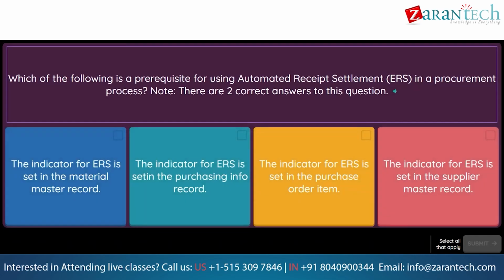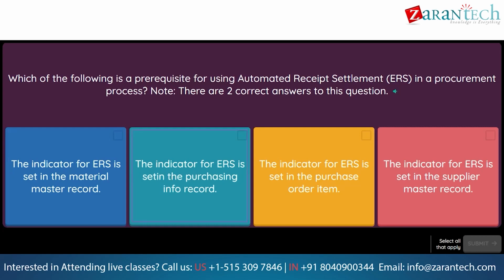Question: which of the following is a prerequisite for using automated evaluated receipt settlement, ERS, in a procurement process? Note: there are 2 correct answers to this question. Option 1: the indicator for ERS is set in the material master record. Option 2: the indicator for ERS is set in the purchasing info record. Option 3: the indicator for ERS is set in the purchase order item. Option 4: the indicator for ERS is set in the supplier master record.